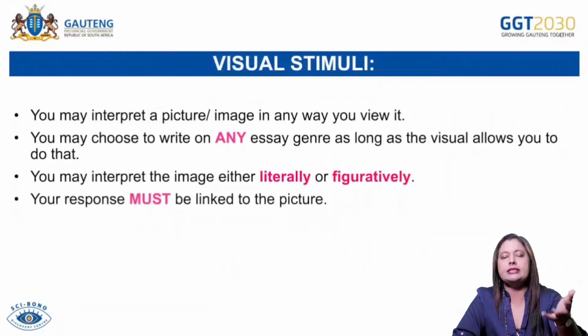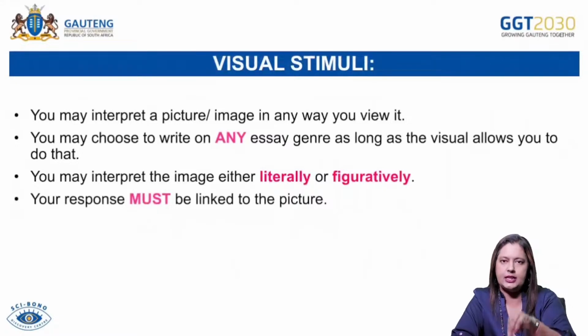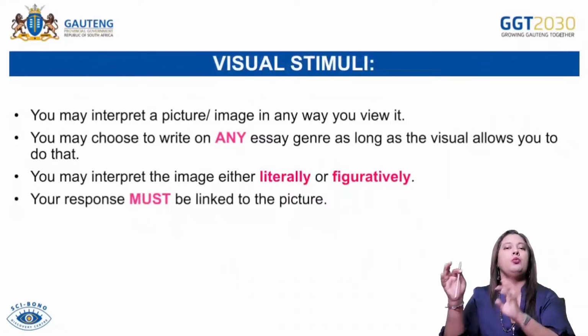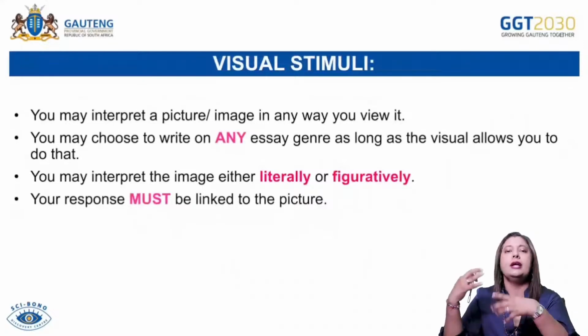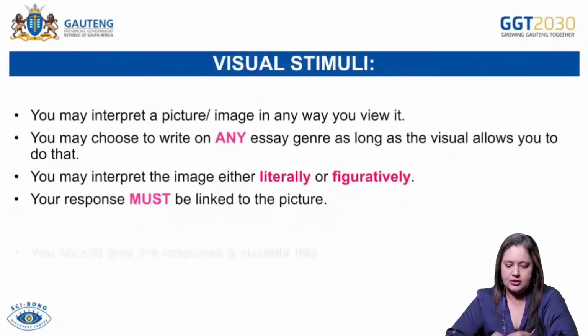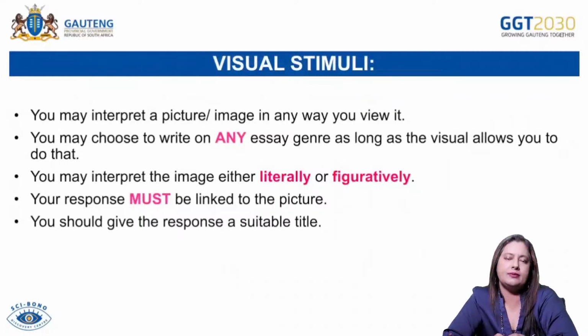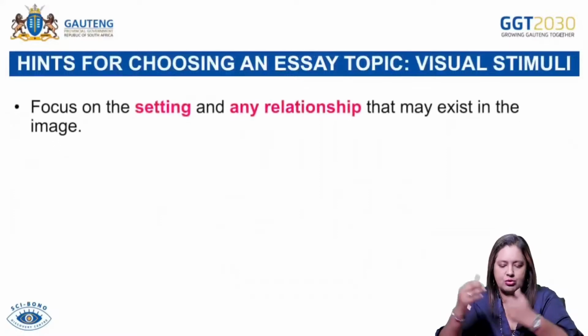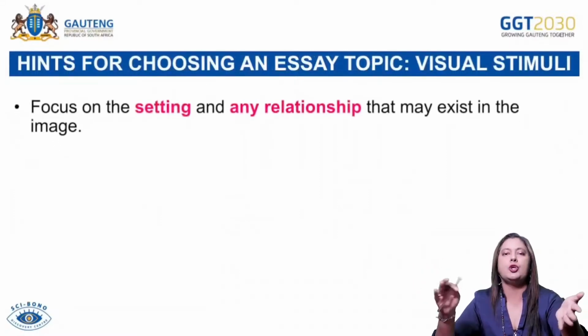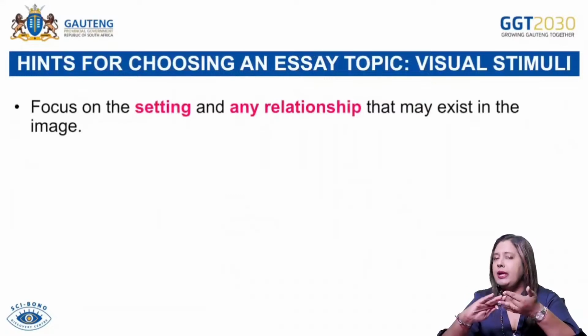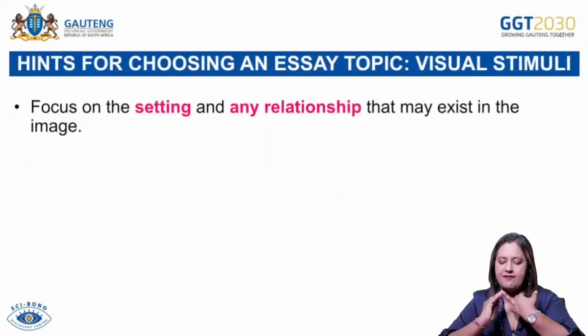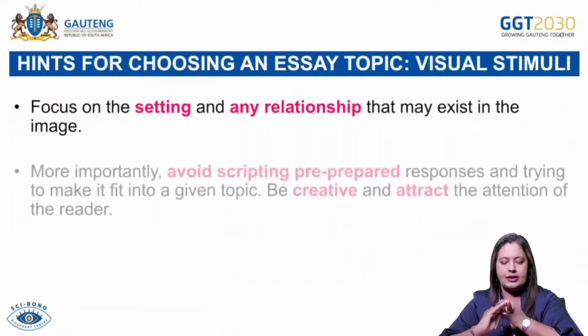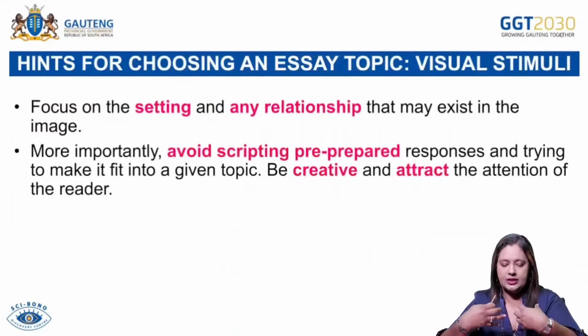More importantly, please, whatever you're choosing to write about must be linked to an aspect in the picture. So not the whole picture, but maybe one part of the picture struck your attention and you then built an essay around that, okay? Please ensure you have a suitable title given in response as well, so that we do not think that you just wrote a random essay. Please ensure you focused on the setting. You may have mentioned a relationship in this piece of work, but that relationship must be a valid relationship that exists with the aspects within the image.